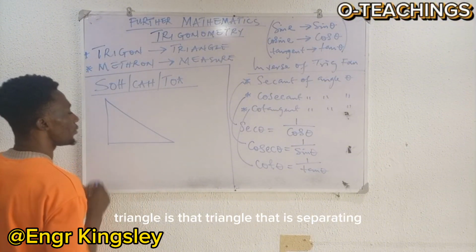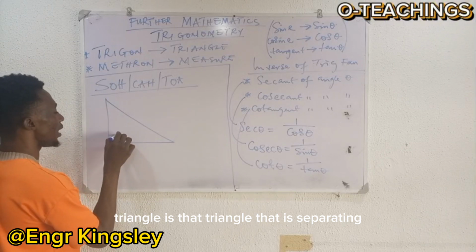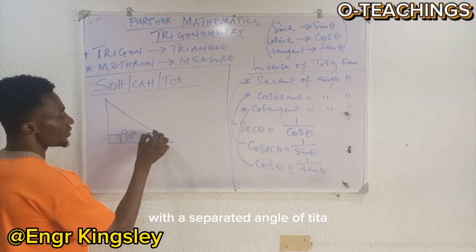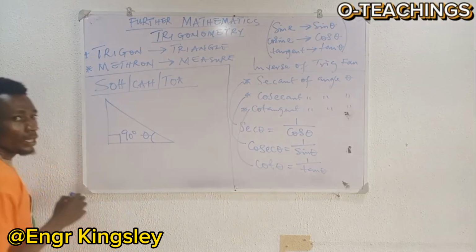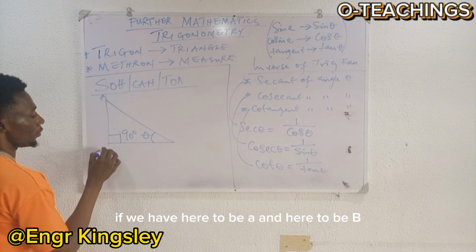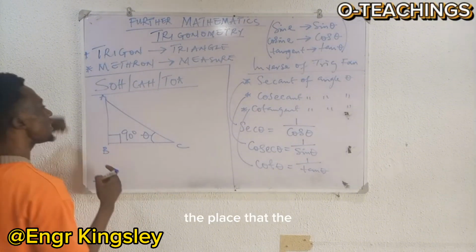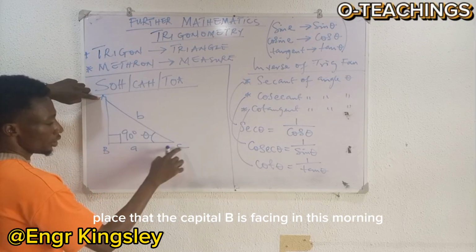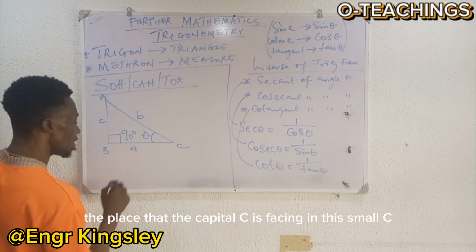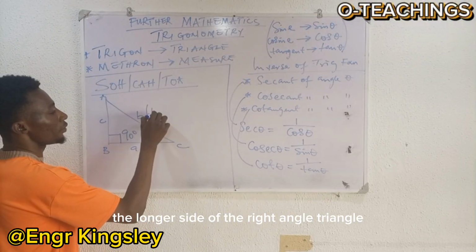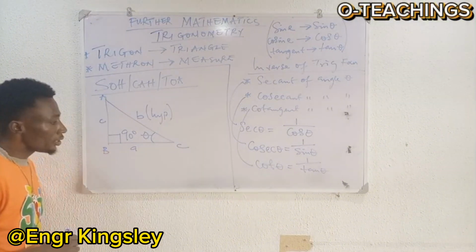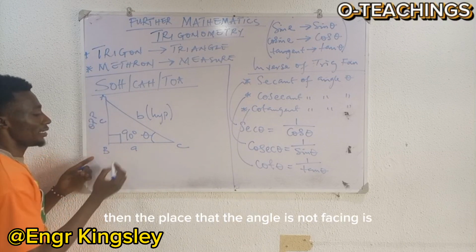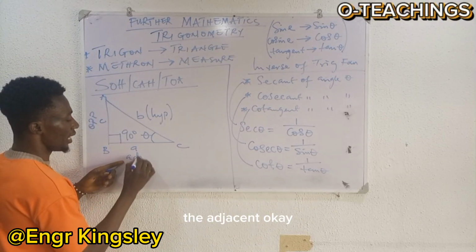A right angled triangle is a triangle that forms a perpendicular angle, and perpendicular is 90 degrees, with a separating angle of theta. If we have here to be A, here to be B and here to be C, the place that the capital A is facing is the small a, the place that capital B is facing is the small b, and the place that capital C is facing is the small c. The longest side of a right angle triangle is the hypotenuse. The side that the angle theta is facing is the opposite, and the side that the angle is not facing is the adjacent.